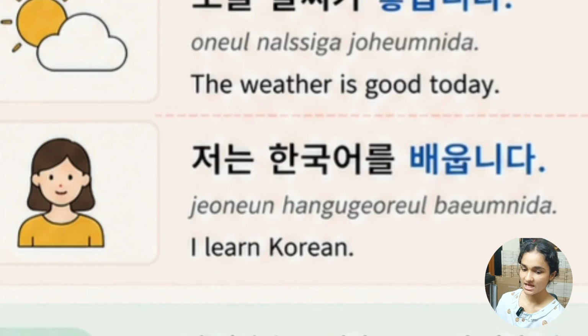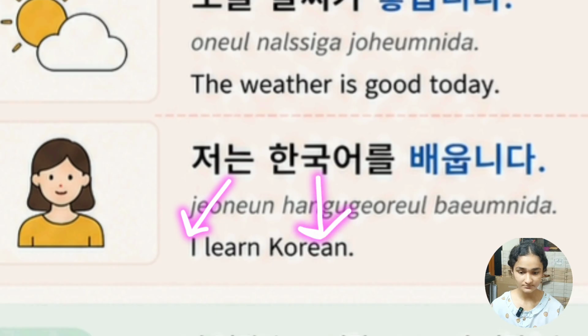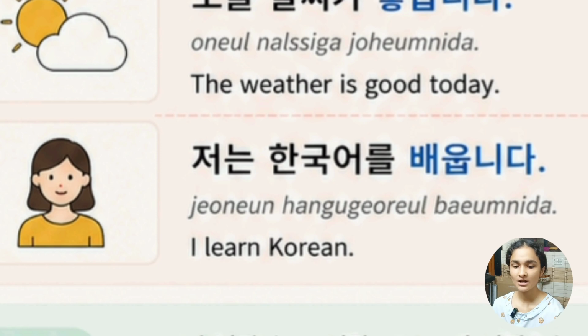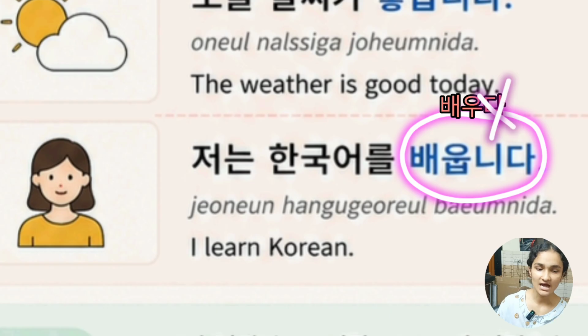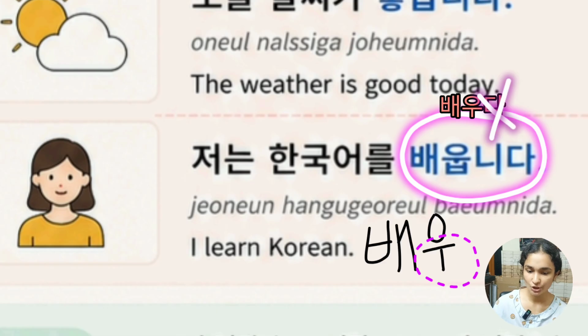The third is I learn Korean. 저는 한국어를 배웁니다. Now, 저는 is I. Now it's all on you whether you use the pronoun or not. So here the pronoun is used. 저는 I. 한국어를. 한국어 is the Korean language, right? The Korean, and 를 is the object marker, and 배웁니다. The verb here is 배우다, which means to learn, like you're learning something. So again, 배우다, if you remove the 다 part, you can see it's ending with a vowel. So you're going to use 배웁니다, right?